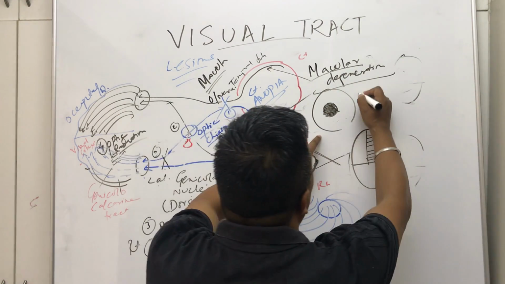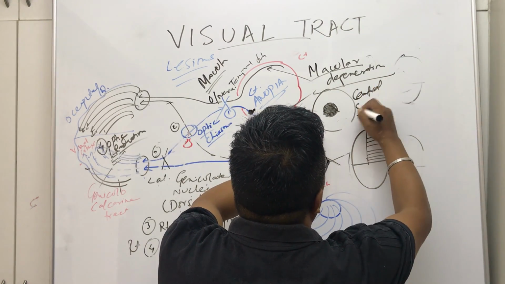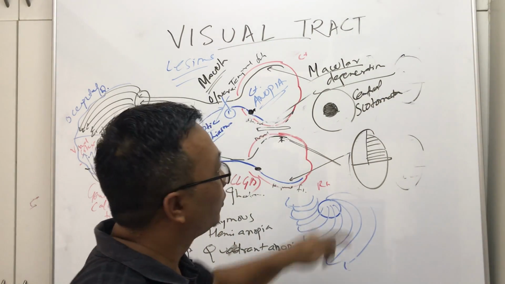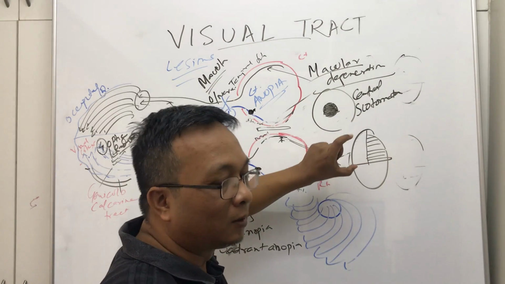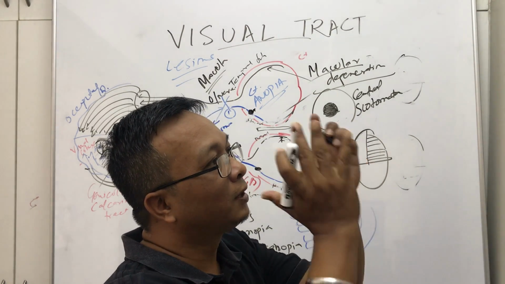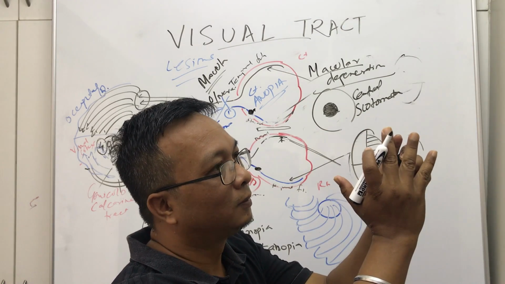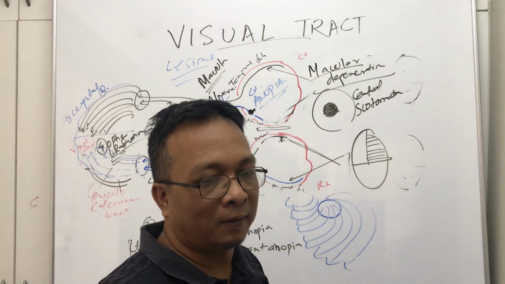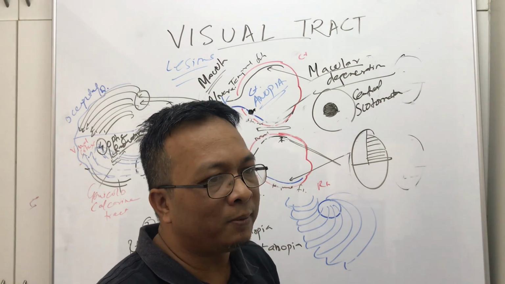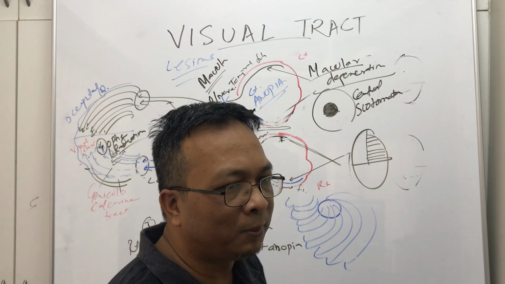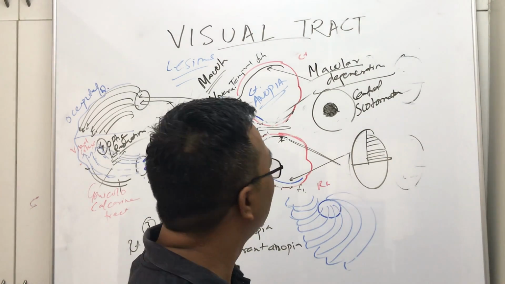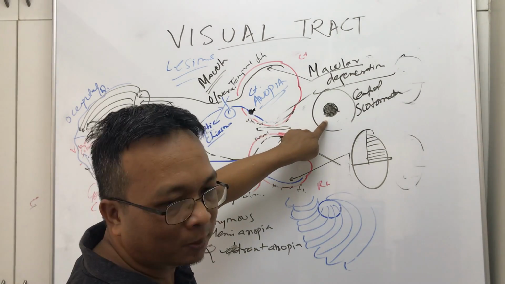This is called central scotomata. When the macula is degenerated, this person will complain that my central vision is blurred, my side vision is clear. They usually find difficulty in reading, in driving, and in day-to-day activities, because when you look at something, we need our central vision to be the most clear. But they complain of this central scotomata.